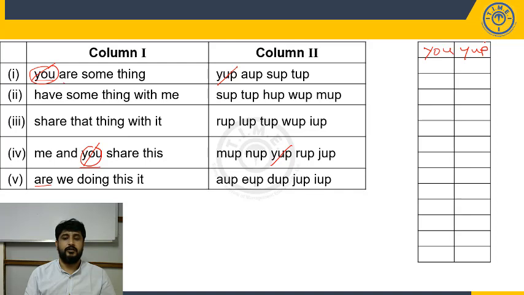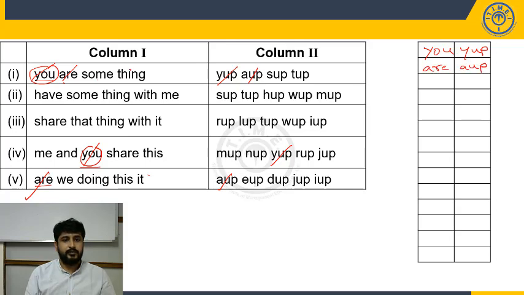Let's come to "or". It is in the first statement as well as in the fifth statement. Other than "or", is there any other element common? No. Only "or" is common. What is the only common code? AUP. So the code for "or" is AUP.